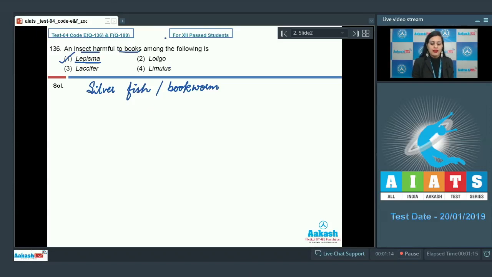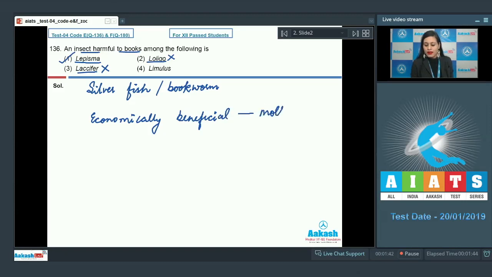The rest of the options are Loligo and Lucifer, and these are the incorrect options because Loligo and Lucifer are economically beneficial mollusk and insect respectively. Loligo is a mollusk, whereas Lucifer is an insect. So these are the incorrect options. The last option is Limulus, and this is also an incorrect option. Limulus is a living fossil. Although it belongs to the phylum Arthropoda, this is not a harmful insect to books. So the correct answer to this question is option number 1.